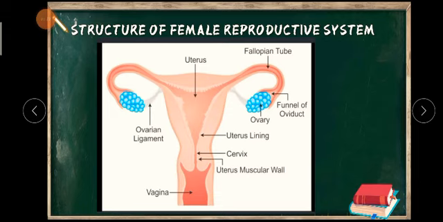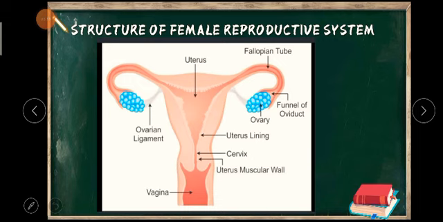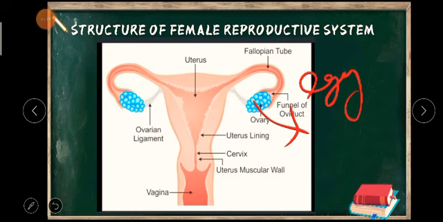Now students, in our earlier classes we have learned about puberty, isn't it? So now you have come to know that the ovaries are the primary sexual organs which release the female gamete, which we call the egg or the ovum. So it will be released from this ovary. That means the ovary produces the egg or ovum.